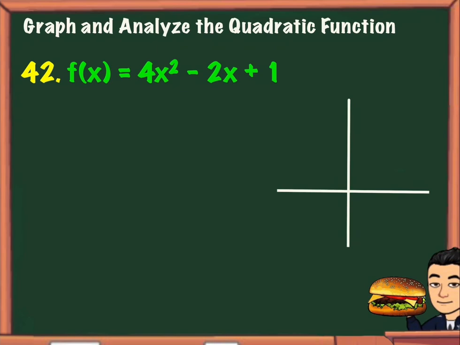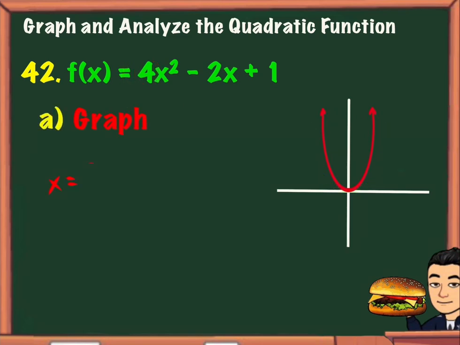This is number 42, and this is the parent function of the quadratic function. The leading sign is positive, but the leading coefficient is 4, so the a value is greater than 1, so our parabola is going to be steeper. So here we are, we got a steeper U shape. So for letter A, let's go ahead and find the correct graph of the parabola.